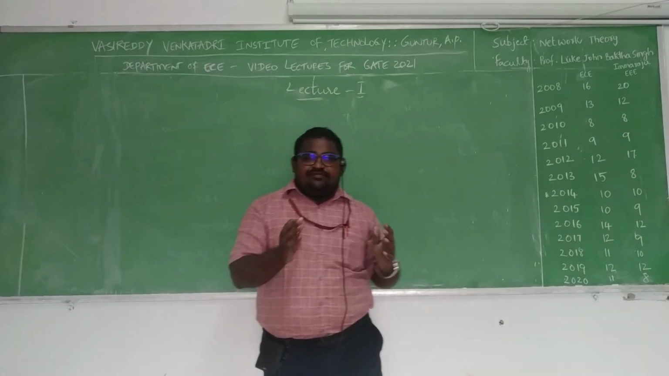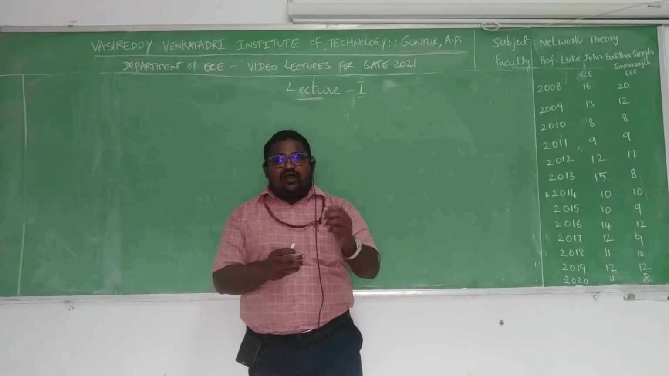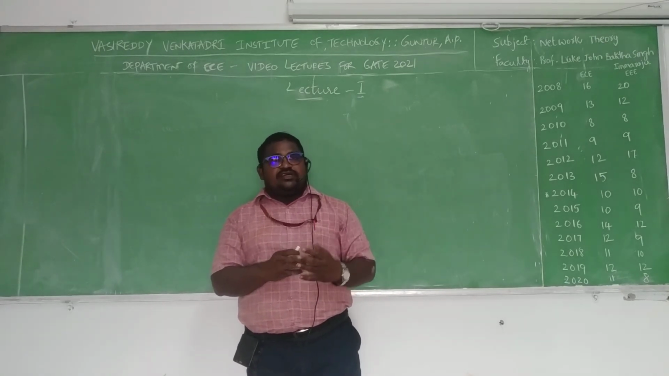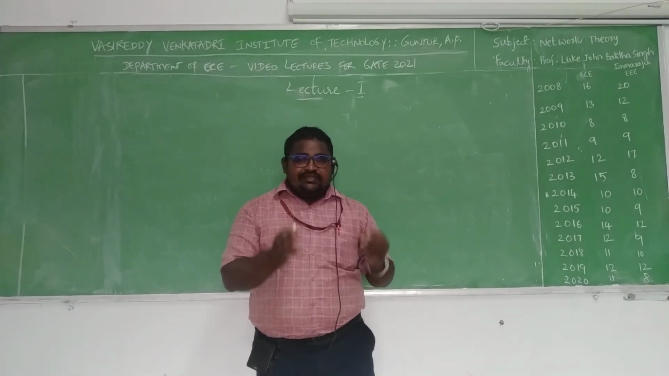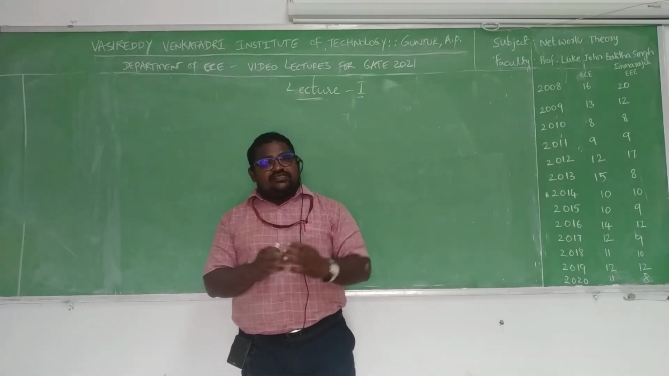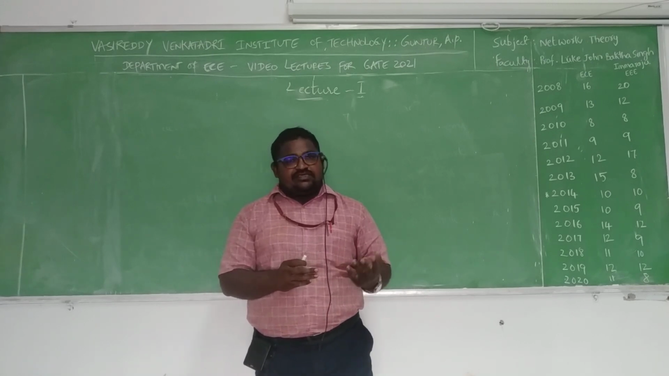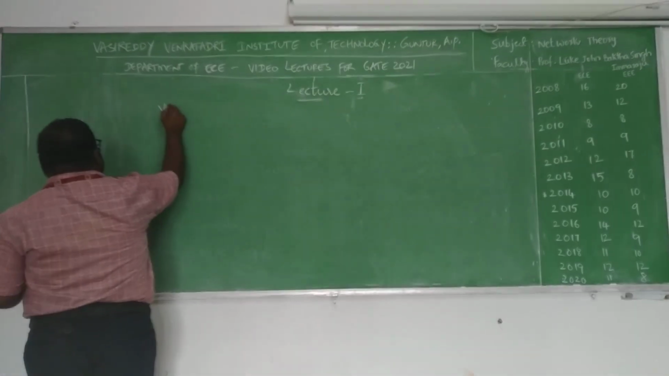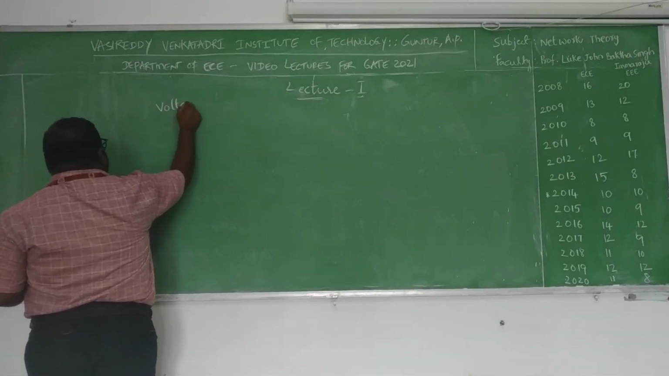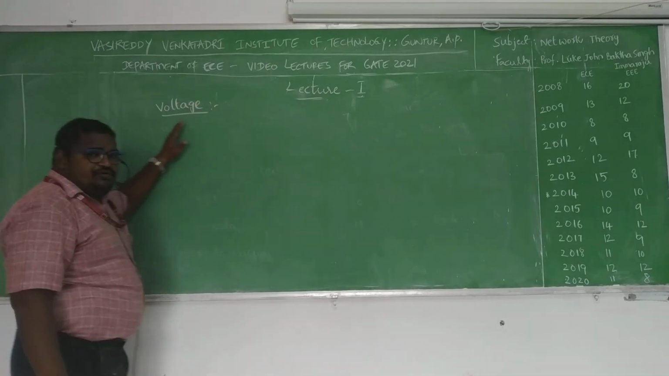Whatever excitation is given to the charged body is called electric potential or voltage, and the response of the charged body is called electric current. So once again I am repeating, the excitation given to the charged body is called voltage, and the response of the charged body is called current. Now let us see what is electric potential, or what do you mean by voltage.